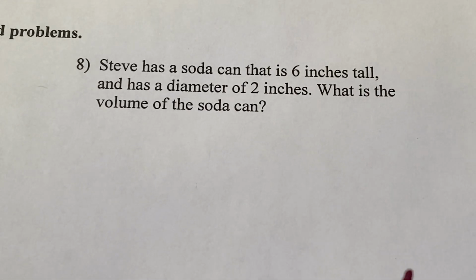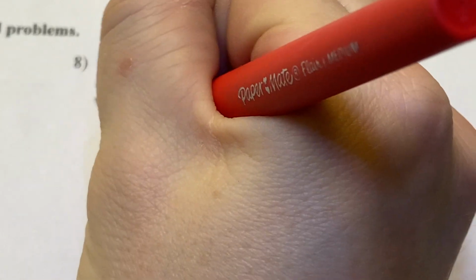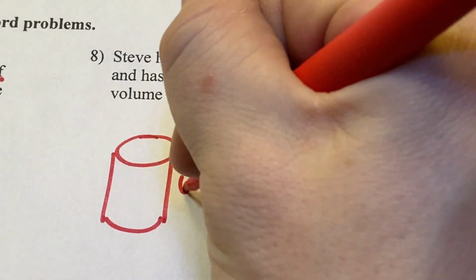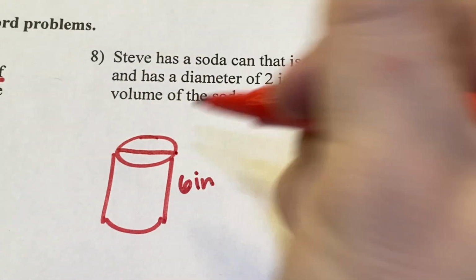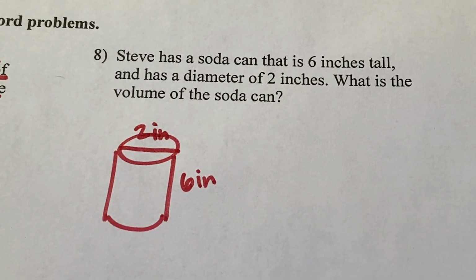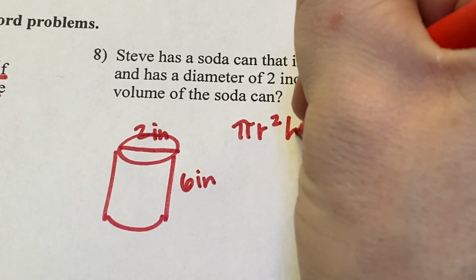Steve has a soda can that is 6 inches tall and has a diameter of 2 inches. What is the volume of the soda can? What can we assume a soda can shape is most like? A cylinder. Okay, so we have a soda can here. Cute soda can. It is 6 inches tall but then it gives us our diameter of 2 inches. Okay, let's remind ourselves the volume of a cylinder, pi r squared times my height.